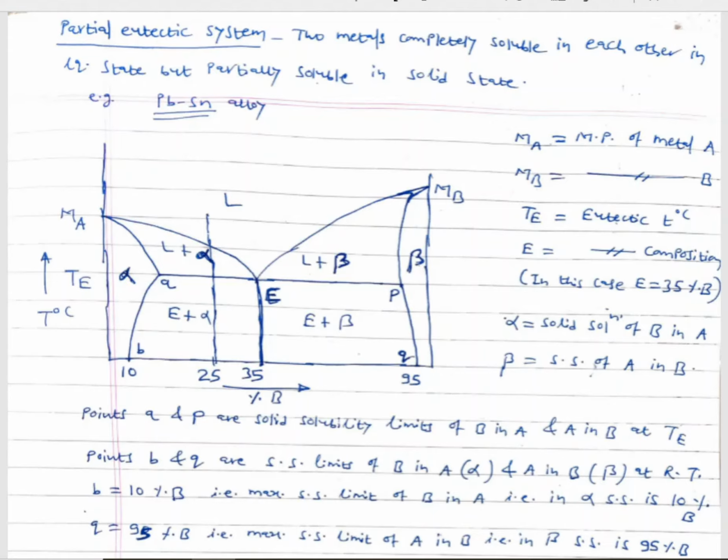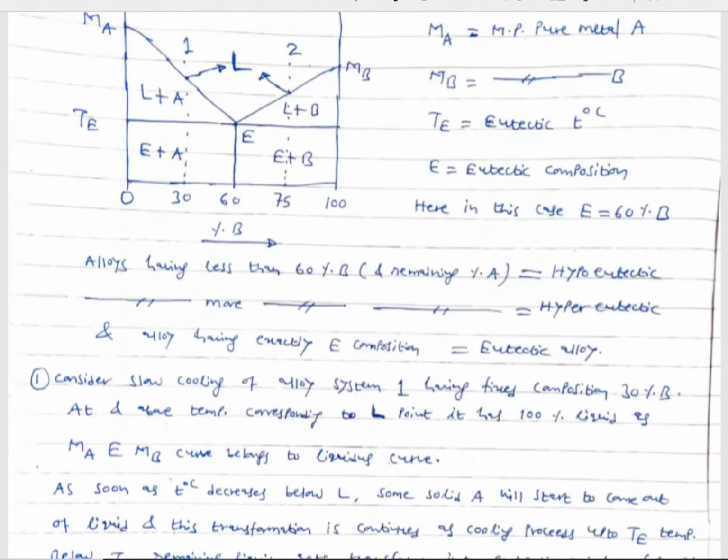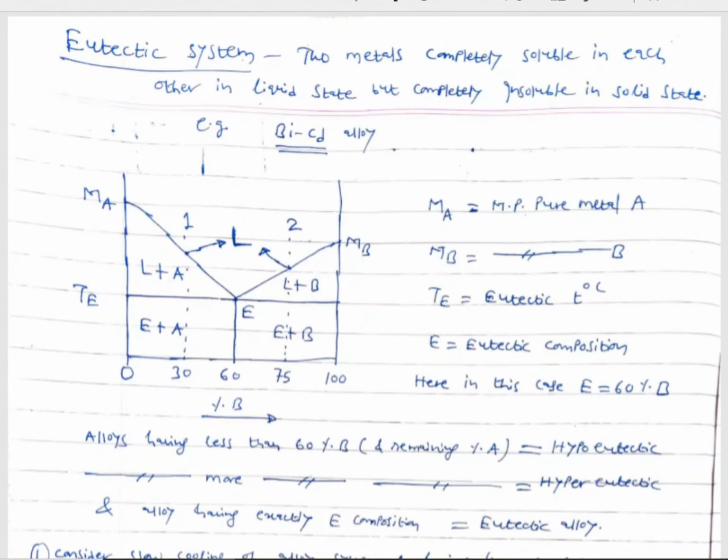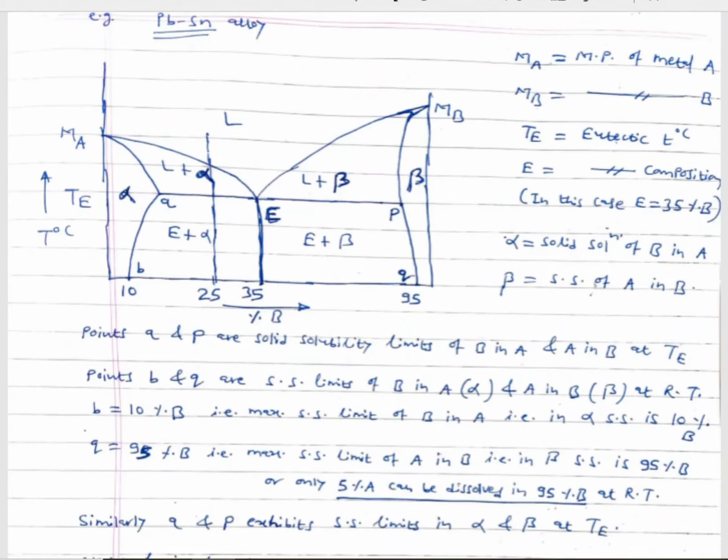Now, as the system shows partial solubility in solid state, both the metals A and B show partial solubility. So that's why here solid solution will be formed instead of pure metal A and B. In eutectic system, the solid solubility was 0. Both the metals are completely insoluble in solid state. So pure metal A and pure metal B were obtained in the hypoeutectic and hypereutectic. But in case of partial eutectic system, solid solution will be obtained.